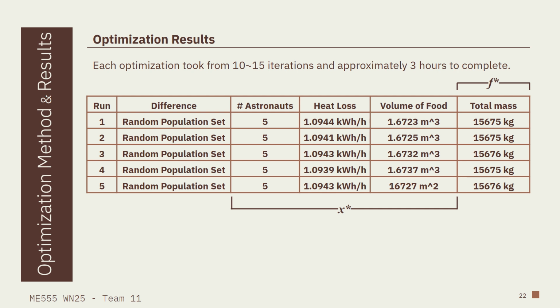Looking at the optimization results, we used 5 separate runs to assess result variability. Due to the stochastic nature of the GA function, different outcomes were created despite identical parameters. System design variables include the number of astronauts, heat loss, and food volume, with the primary output being the total system mass. As you can see, the results did not vary much between runs.